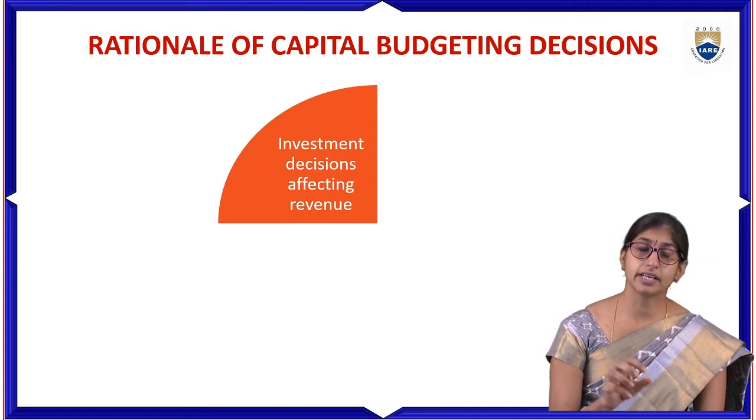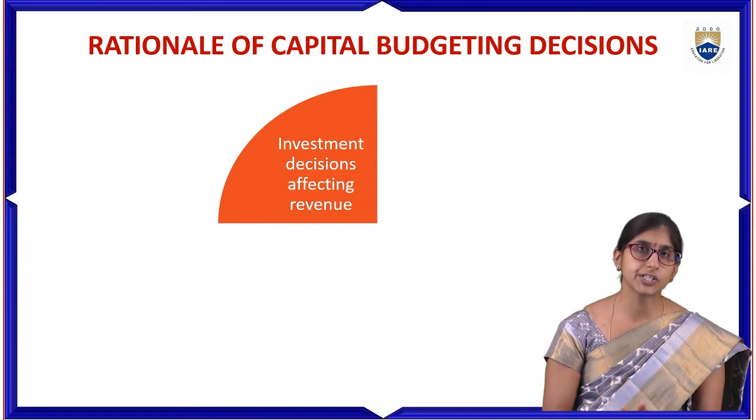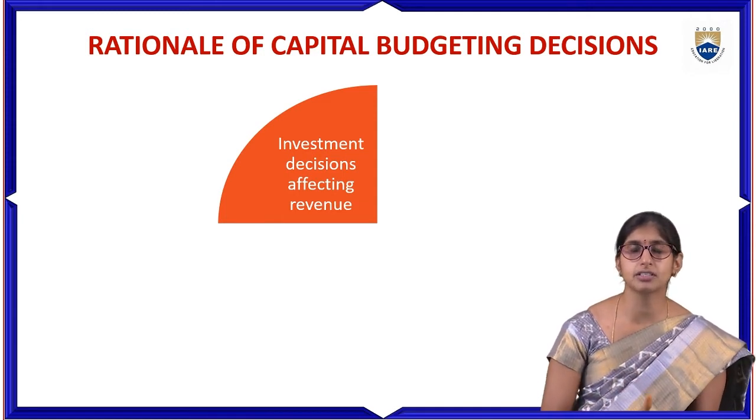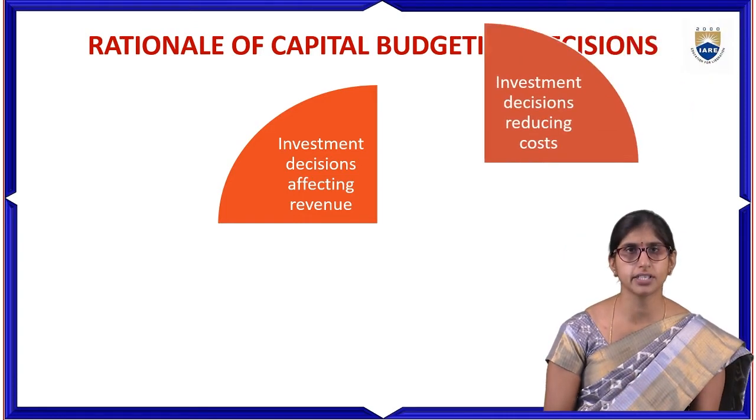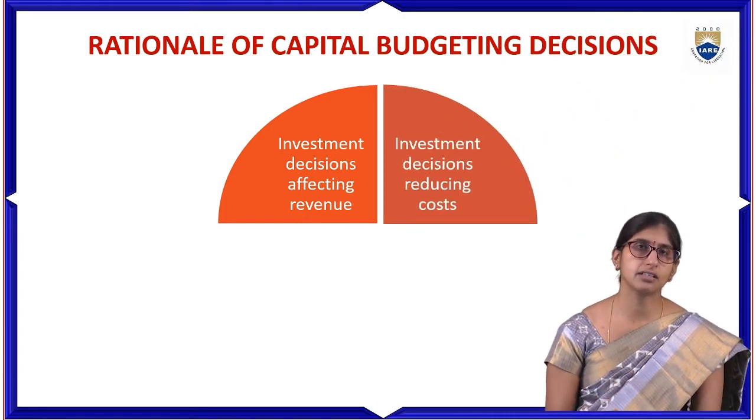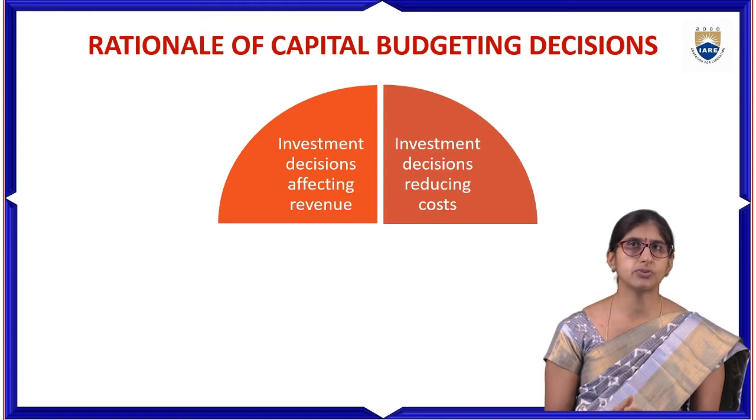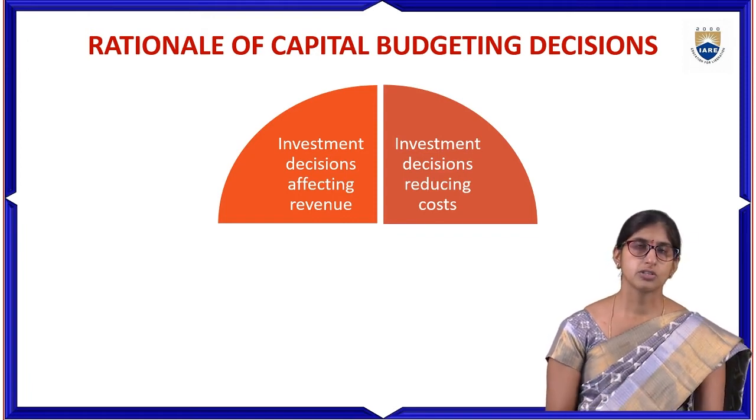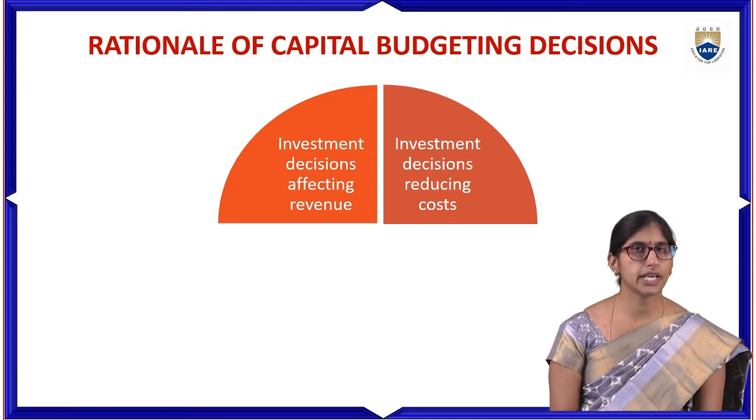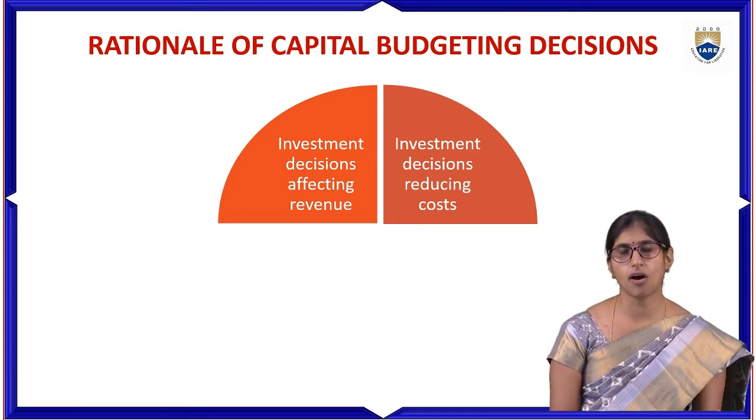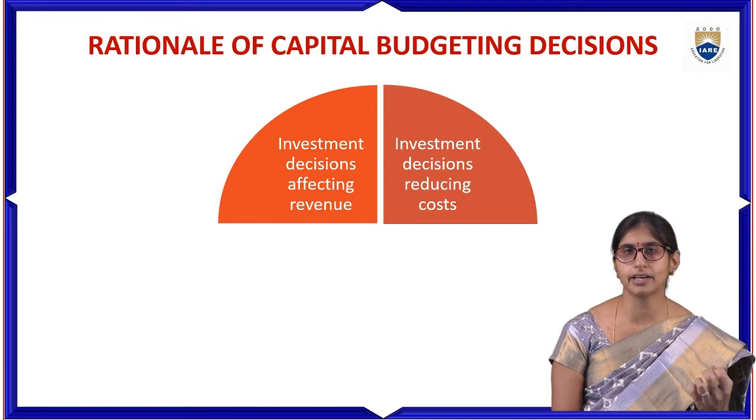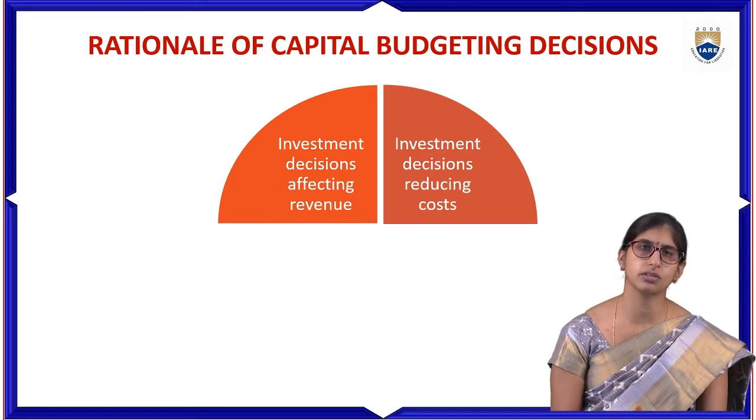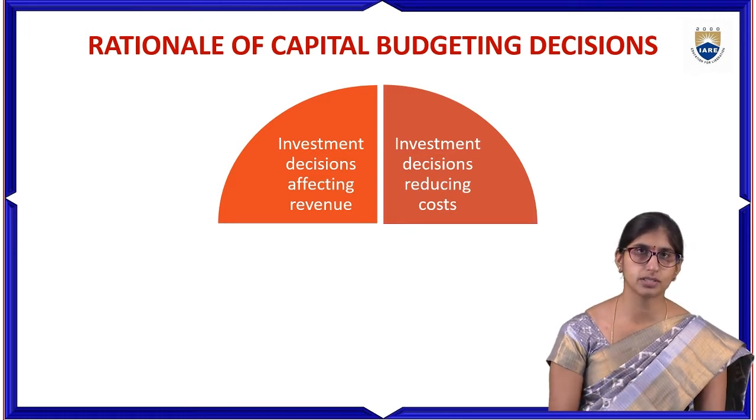That's the reason rational capital budgeting decisions depend on the investment decisions which affect the revenue. And the next one is investment decisions which reduce the cost. Not just considering the income or the revenue part, one must also think about the cost. So how to reduce the cost?